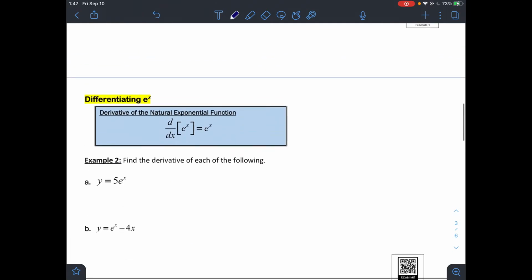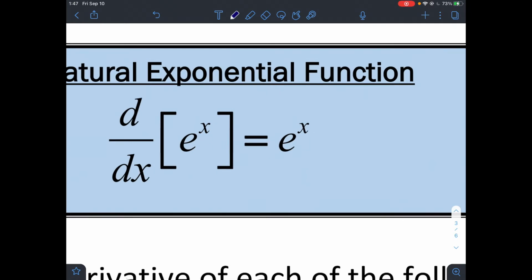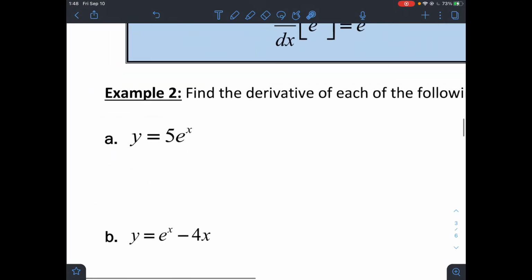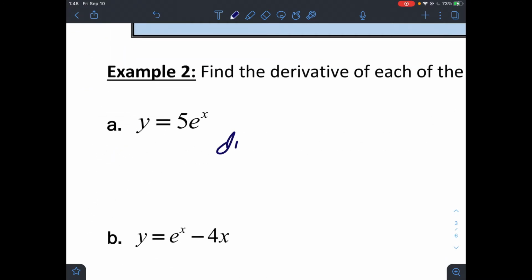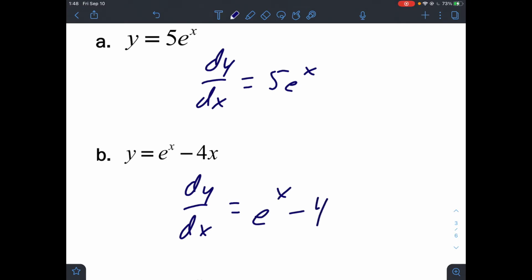Next, we have the derivative of the natural exponential function, which is the craziest derivative, in my opinion, because the derivative of e to the x is e to the x. So the derivative of 5 e to the x, believe it or not, is 5 e to the x. For b, the derivative would be e to the x minus 4, because the derivative of negative 4x is minus 4.